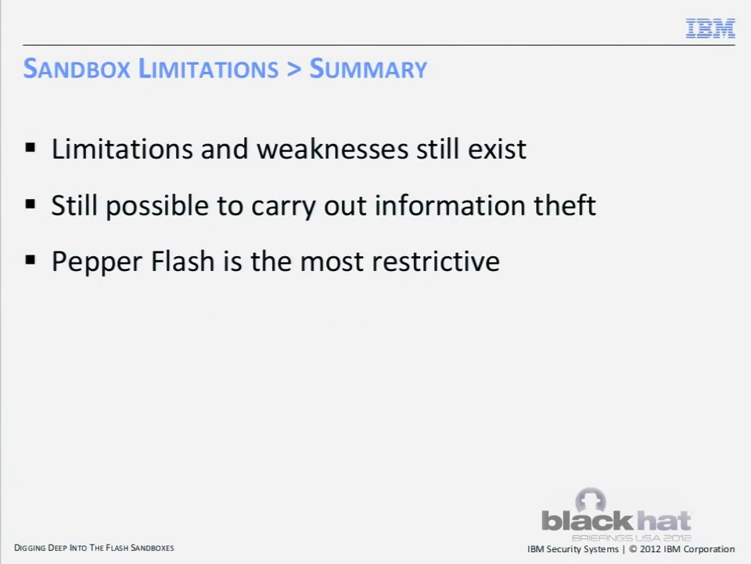So what have we learned in this section? We learned that limitations and weaknesses still exist, and these limitations make it possible to carry out information theft. And lastly, out of all the three, Pepper Flash is the most restrictive.